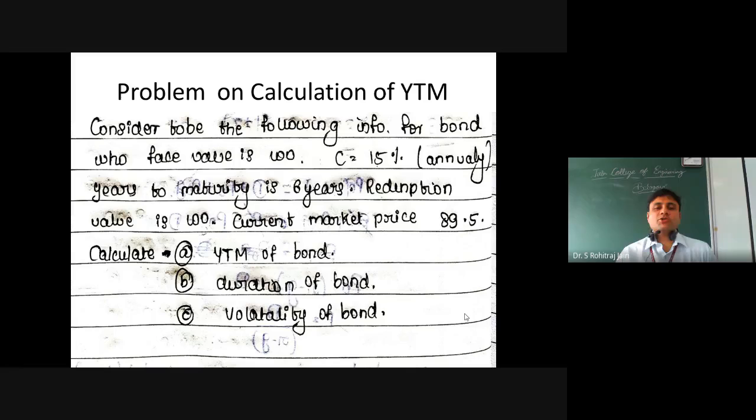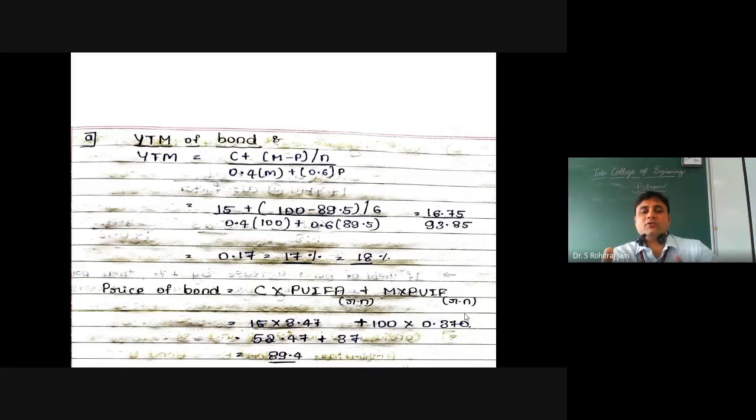So what I'm supposed to calculate here, YTM of the bond. Then B part is duration of the bond. Then C part is volatility of the bond. Now first thing, how do we calculate YTM of the bond? First, in the problem, we have to use the formula that is C plus M minus P divided by N whole divided by 0.4 into M plus 0.6 into P.